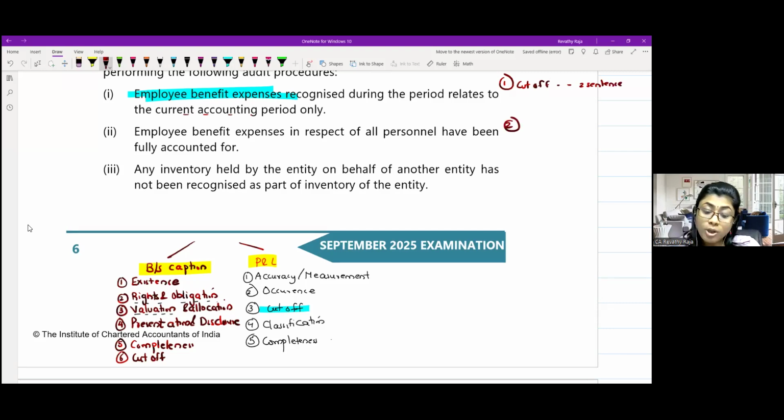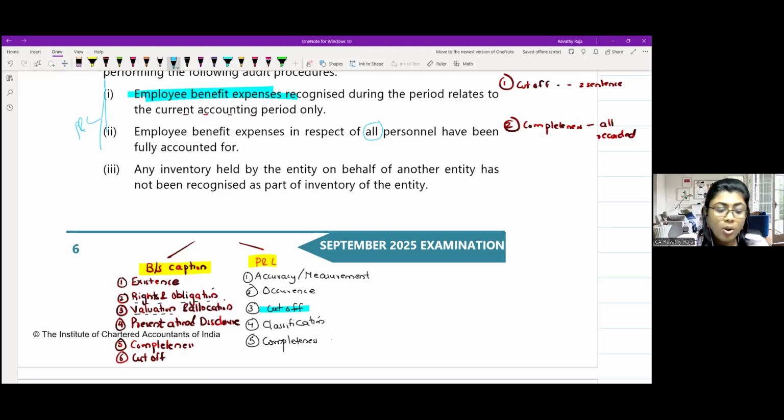Next. Employee benefit expense in respect of all personnel. In class also, I think I've said, when the word all comes, it is usually completeness. So you have to explain: the auditor will check the completeness assertion to ensure that all transactions are recorded, meaning nothing is omitted. You have to explain in 2 sentences.